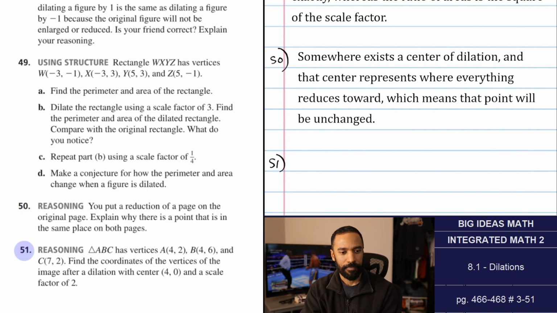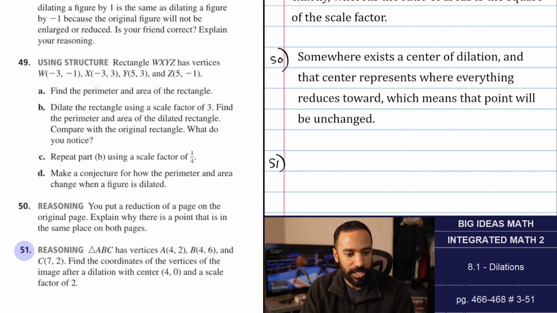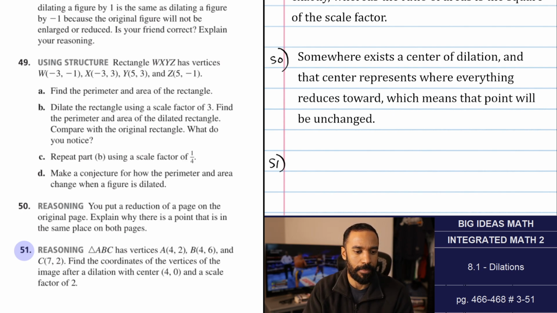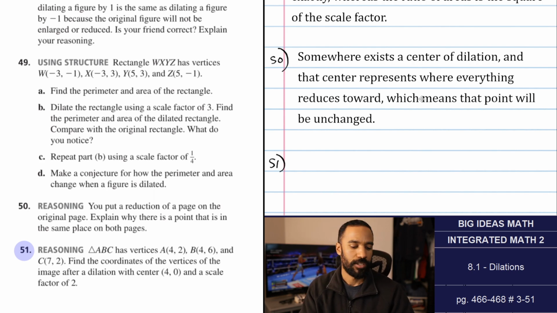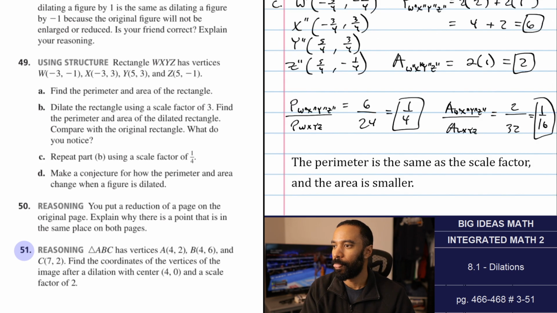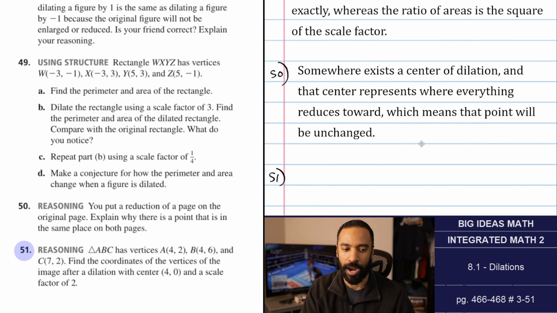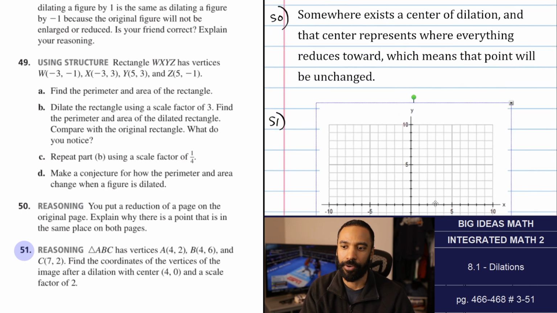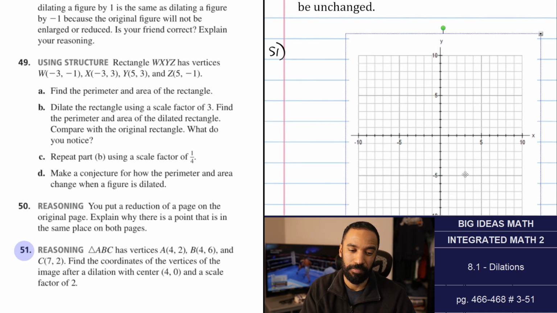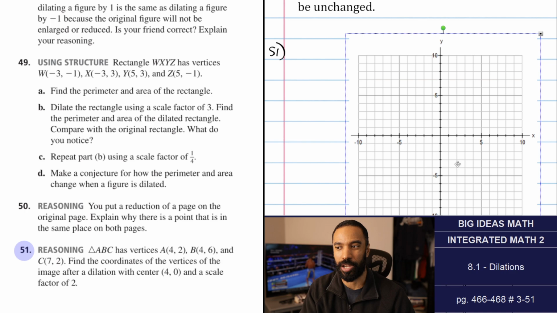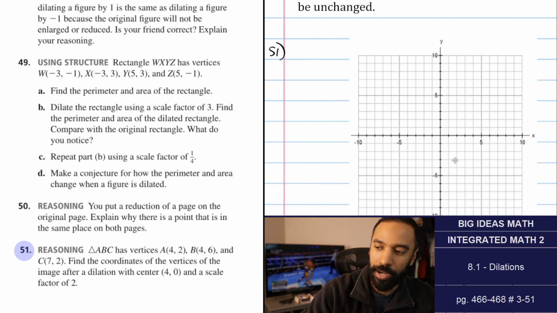Last one on reasoning. Triangle ABC has vertices here. Find the coordinates of the vertices of the image after dilation with center at 4, 0, and a scale factor of 2. So it's the last question, but this is the first one where, and I don't know if I have to change scales. I'm going to say you probably don't have to. I'm probably going to keep them as they are.